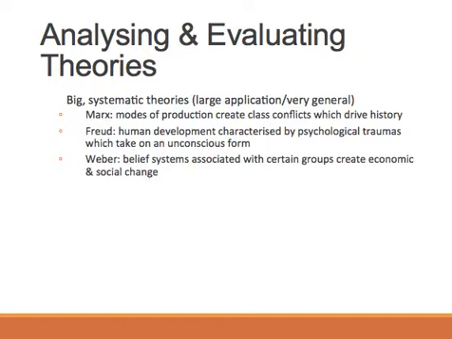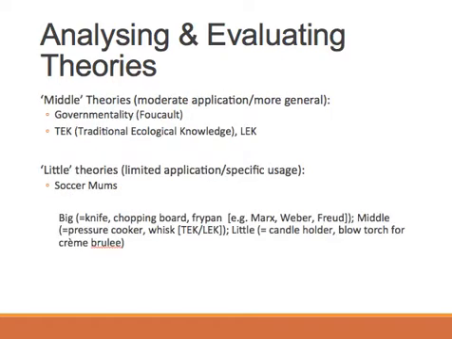Luckily, in this unit, we've looked at least two of these. Durkheim and Freud are major thinkers, and I think we could probably put Levi-Strauss in there too. The next level down are, if you like, the middle theories, and particularly in the second half of the course, we're looking at these middle level theories which have moderate applications and are general, not as general as the big theories. We have the idea of governmentality by Foucault.